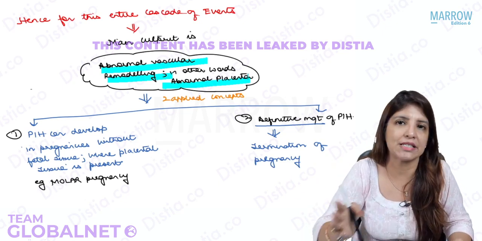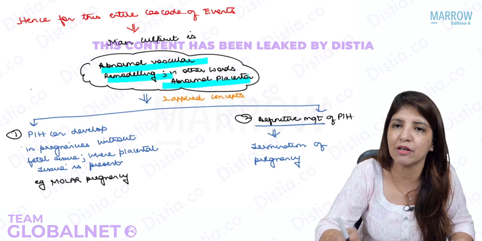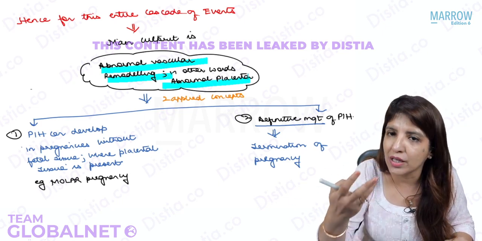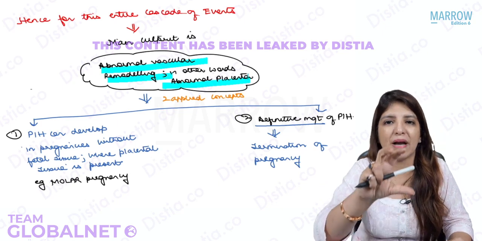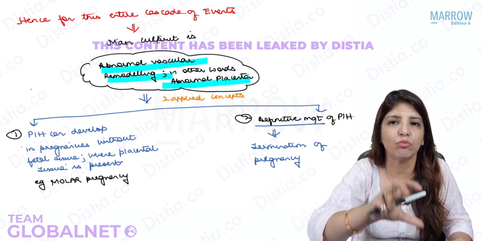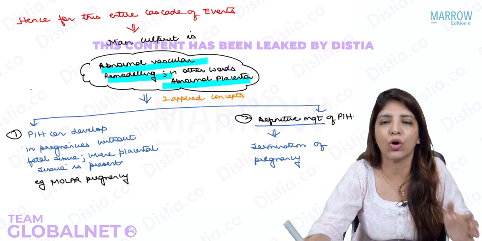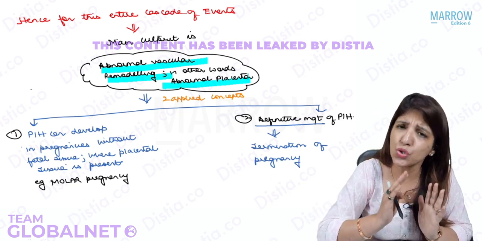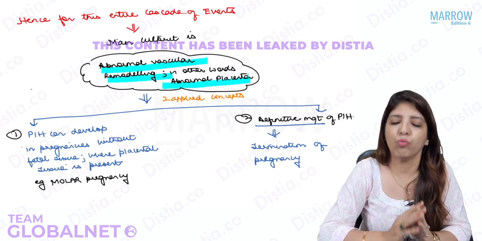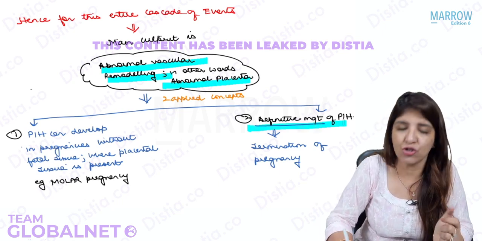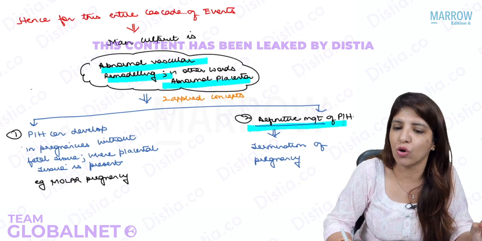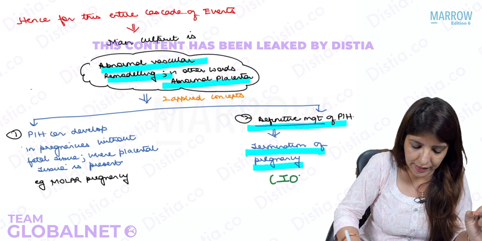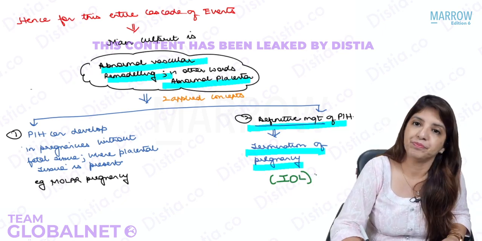Termination of pregnancy doesn't mean abortion. Termination of pregnancy here means induction of labor. So if I induce labor in patients of PIH, the placenta will be delivered out, and the moment the placenta is delivered out, the entire cascade of events is going to reverse. So if I ask you what is the definitive management of PIH, definitive management always is termination of pregnancy. In other words, induction of labor.